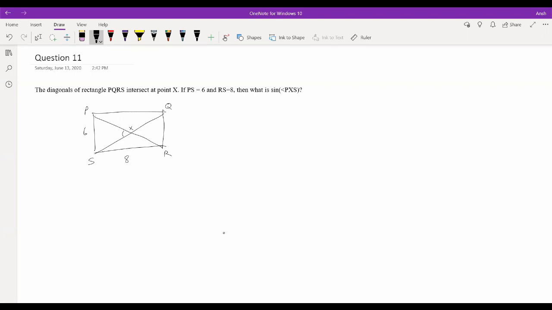Well, the first thing to note is, obviously you see that you have 6 and 8, so that means the diagonal is going to be 10 since it's a rectangle. You have 6 squared plus 8 squared, the square root. So PR is equal to 10, but that also means that PX, SX, RX, and QX, which are all half of the diagonals, are equal to 5. So we get PX and SX are equal to 5.